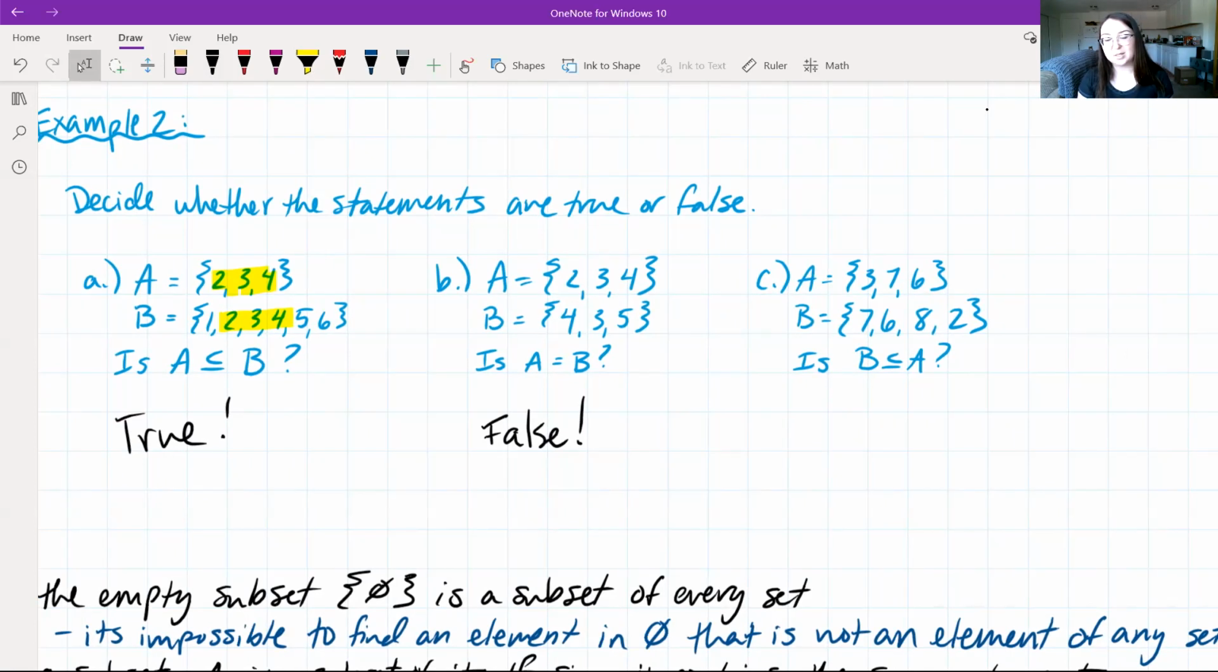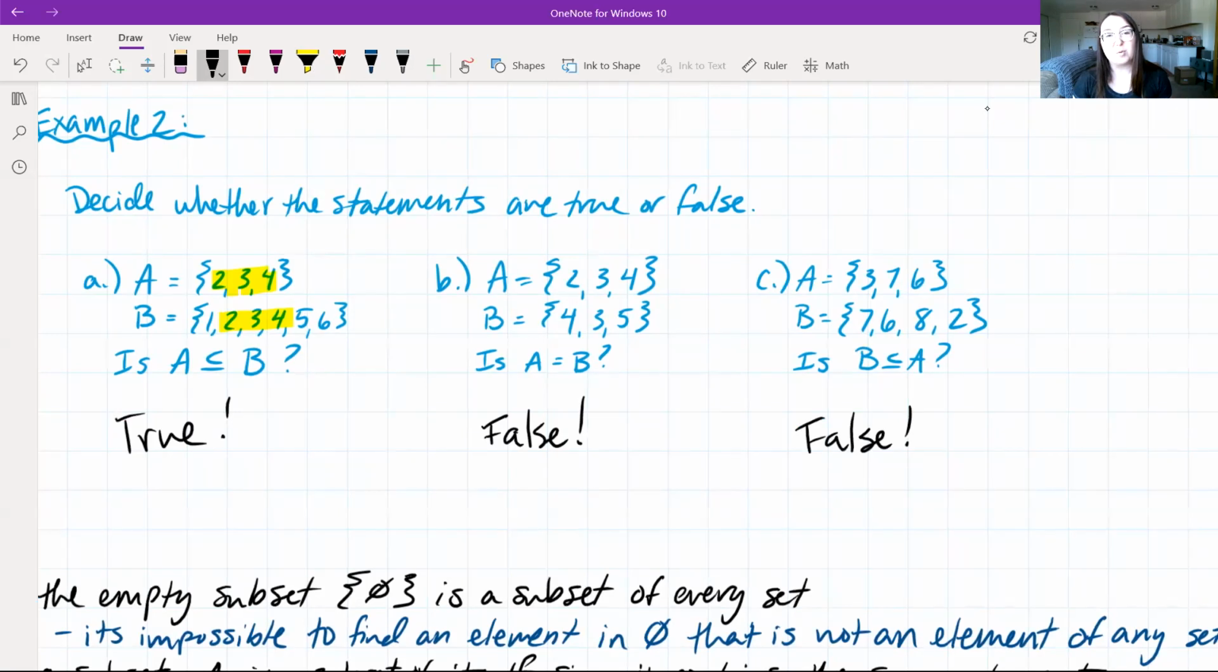So we see A is 3, 7, and 6. B is 7, 6, 8, and 2. So B doesn't contain 3, so it couldn't be a subset, even though it does contain 7 and 6. But B also contains 8 and 2, so there's no way that it would be a subset of A, because it doesn't contain 3, and in addition, it contains 8 and 2. So there's no way that would be a subset. So we could also say that this is false.